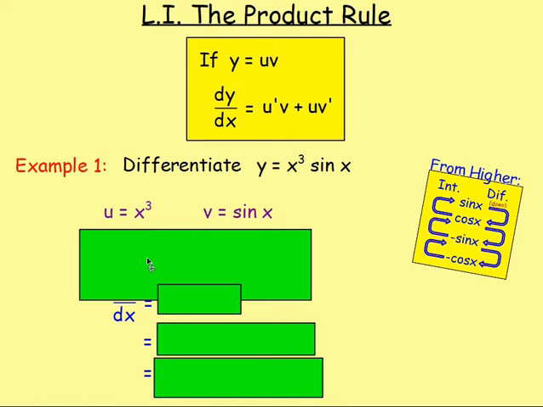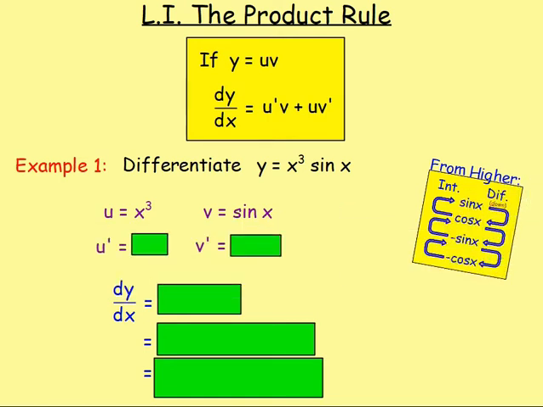From there, after you know u and v, you can work out u dash and v dash. Remember, u dash is just differentiating u with respect to x, v dash is differentiating v with respect to x. So u dash, if you differentiate this, what would you get? Good, you would get 3x squared. And if you differentiate sine x, you would get, good, you get cos x.